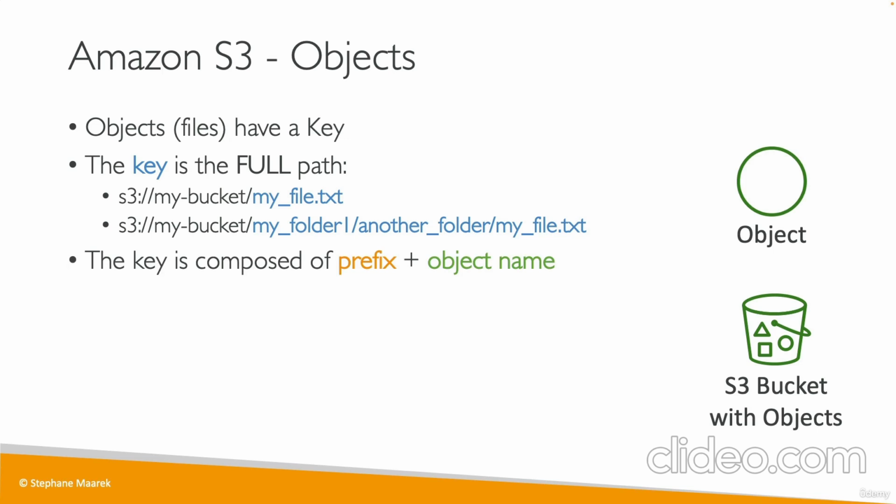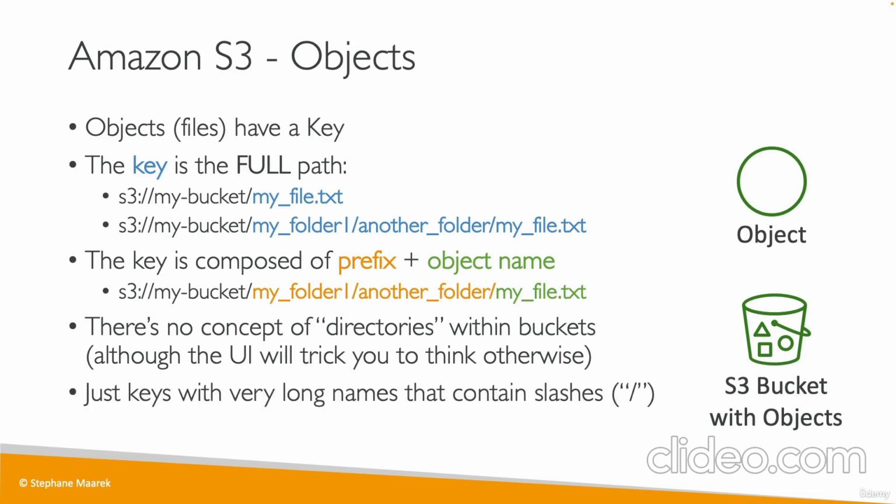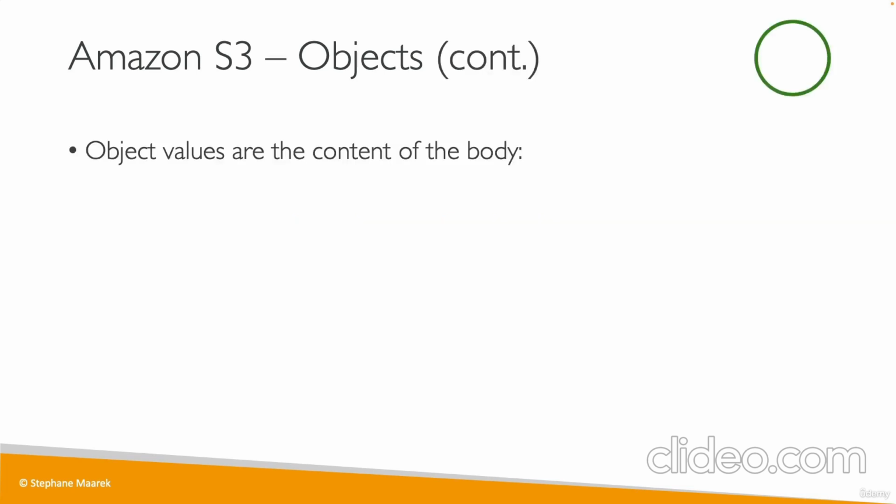Therefore, the key is composed of a prefix and then an object name. We can, for example, decompose the path from before into the prefix, which is my folder 1 and another folder, and the object name, which is myfile.txt. Amazon S3 does not have a concept of directories per se, although when you look in the console UI, you will think otherwise and you will actually create directories. But anything and everything in Amazon S3 is actually a key. Keys are just very, very long names that contain slashes, and keys are made of a prefix and an object name.